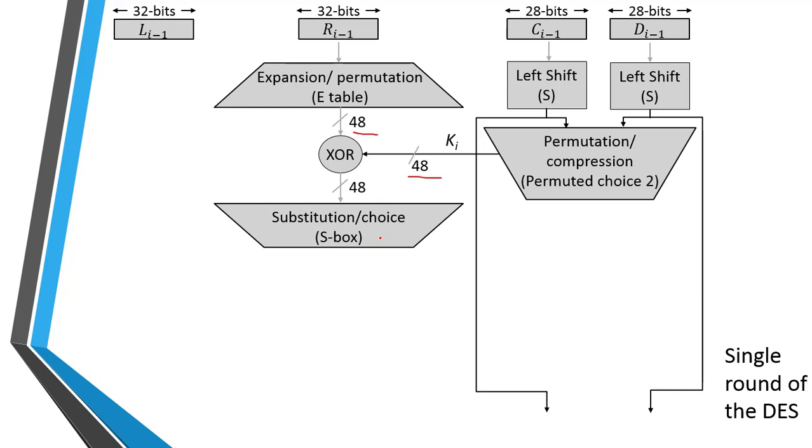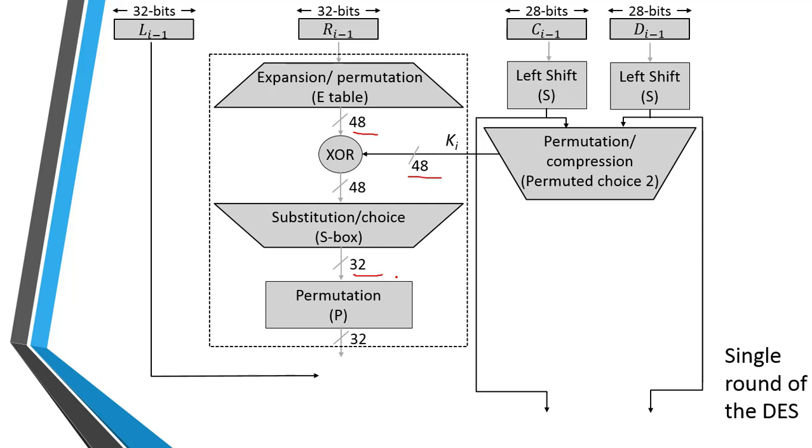The substitution box compresses the size of the bits and gives a 32-bit output. So the substitution box takes a 48-bit input and gives a 32-bit output, whereas the expansion box takes a 32-bit input and gives us a 48-bit output. Next, these 32 bits are further given to the permutation box, which rearranges the bits. After that, these 32 bits are given to the exclusive OR operation with the left side 32 bits.